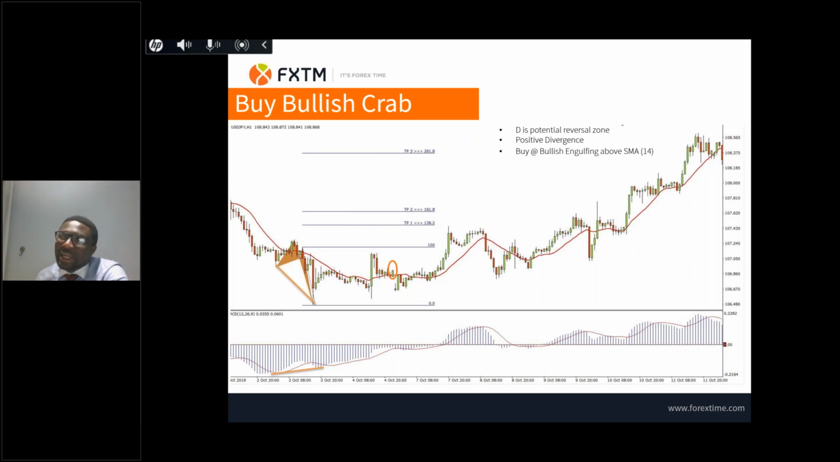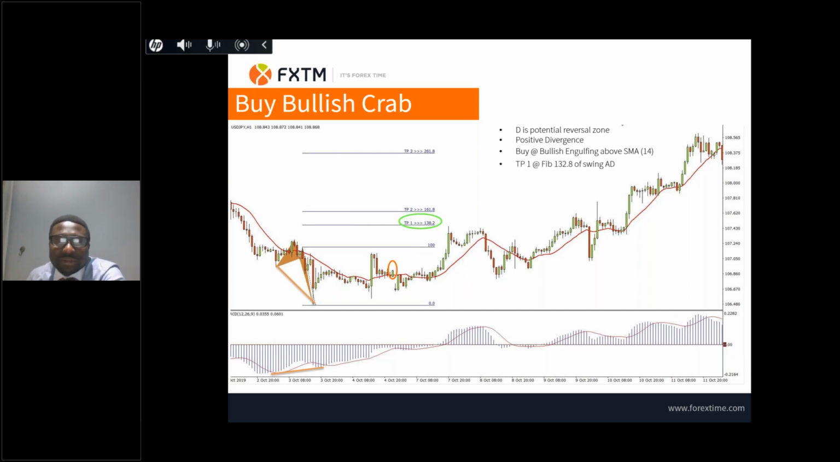Bullish engulfing is a psychological candle pattern that shows you strength in the direction of what you want to do, whether you want to buy or sell. A bullish engulfing pattern will give you that psychological strength, as it were. Say, okay, market is now moving in the direction of where I want to go, so now I can buy. So the bullish engulfing must close above the SMA 14.